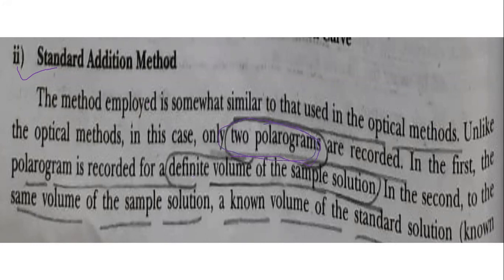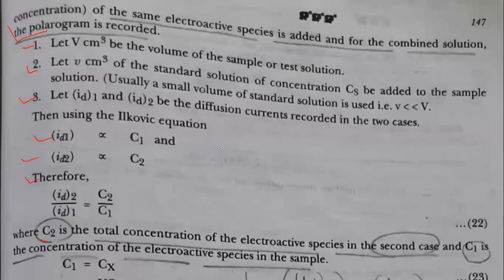The first polarogram is recorded for a definite volume of sample solution. Then the second polarogram is recorded with the small addition of known concentration, or the addition of standard solution, to the sample solution. Okay, and what we are doing here is, for both solutions we are trying to find out the diffusion current, from which we can find out the concentration of unknown.